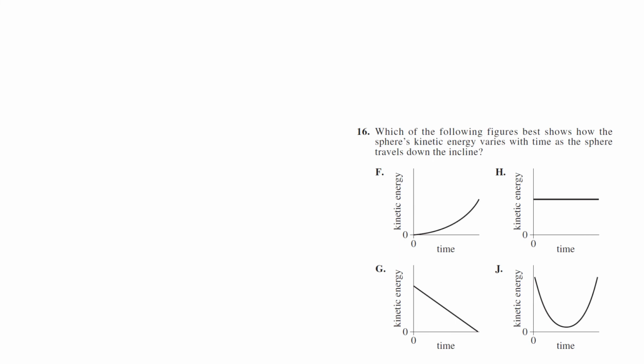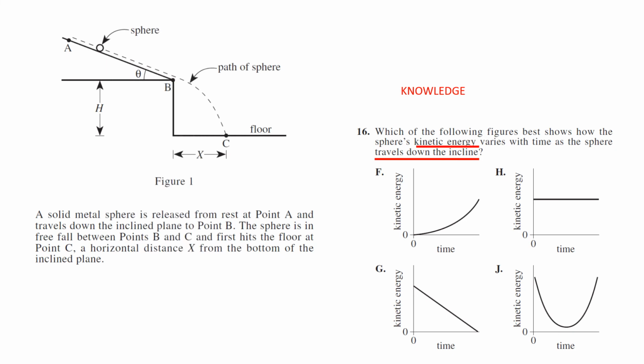Number 16, which of the following figures best shows how the sphere's kinetic energy varies with time as the sphere travels down the incline. So we have a little bit of knowledge. We have to know that kinetic energy is the energy an object has when it's moving. So when the sphere is at point A, it is still. It is released from point A. It is not moving. So if it is not moving, it has no kinetic energy, and the only choice that starts at 0 is choice F.